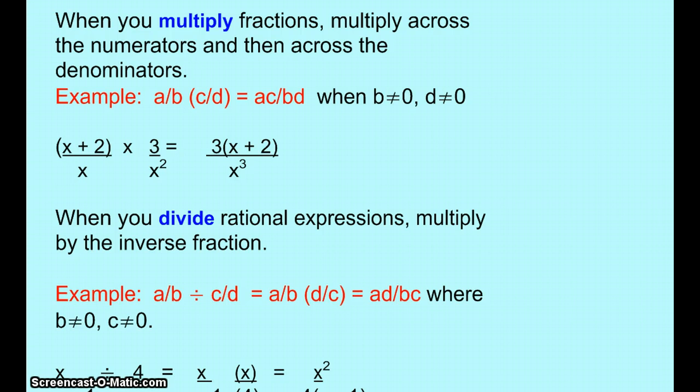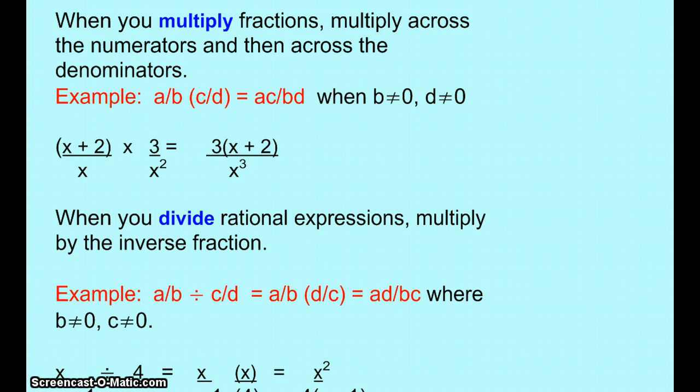And an example with numbers here is (x + 2)/x times 3/x squared. So you just multiply straight across the numerator. So you have 3 times the quantity x plus 2, and that's divided by x to the third. This cannot be simplified, so just leave it like that.